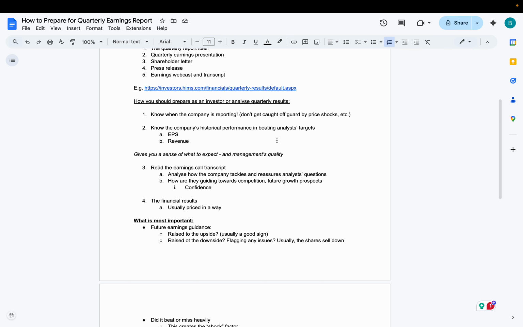Number two, know the company's historical performance in beating analyst targets. This will give you a sense of what to expect usually during earnings season, right? So if a company consistently underperforms during earnings season, I think it shows that the management of the company may be in question, right? Because they're running a company but constantly missing targets.